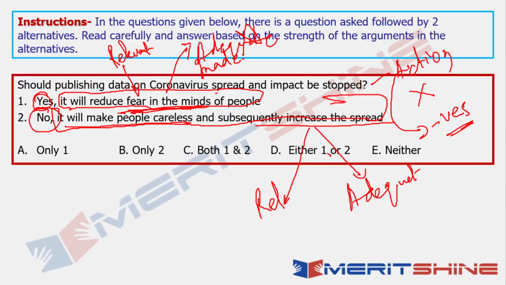Okay. And when do I do an action? When doing that gives us positive. Right. Here, why did we not answer 1? Because we did not know whether reducing fear of virus was a positive or not. It was inadequate. We did not have more data. Therefore, only 2 is the answer. Got the point? How should we approach these kind of questions? So, only 2 is the strong argument, strong argument for making the decision of no.